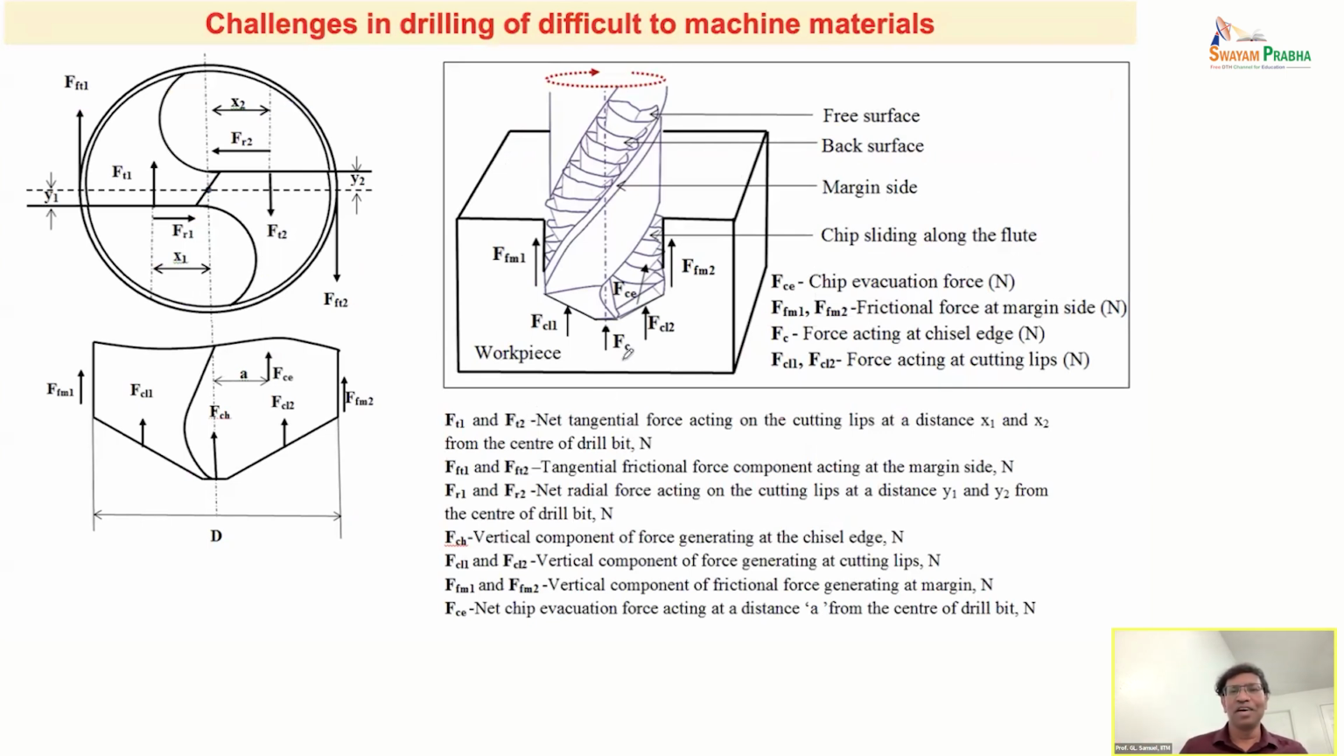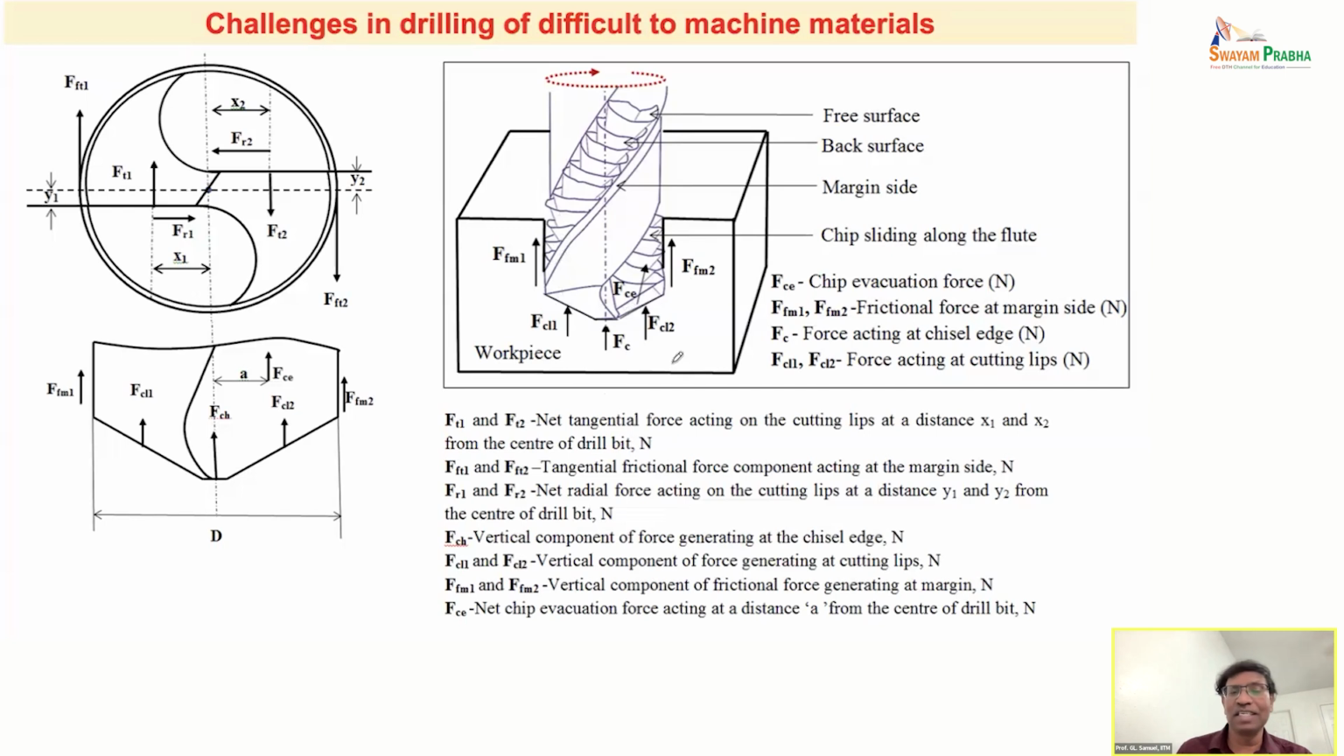And then we have a chisel edge, chisel angle, and then the drill is going to move down and drill it. So these surfaces make contact. Now the main problem here is how do we decrease the friction? And the second problem is whenever you are drilling a deep hole, we have to lubricate it.